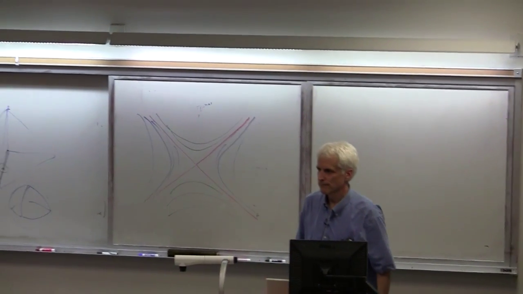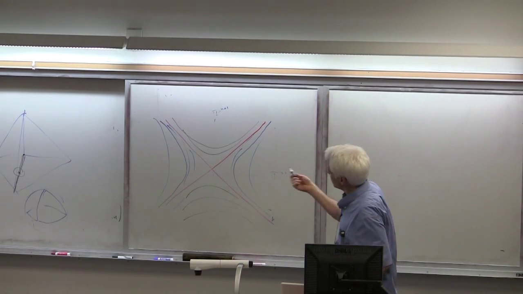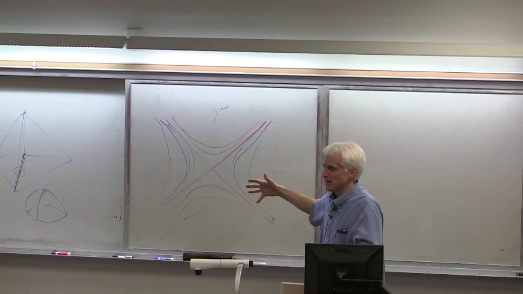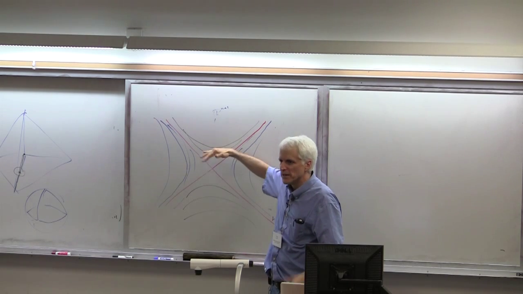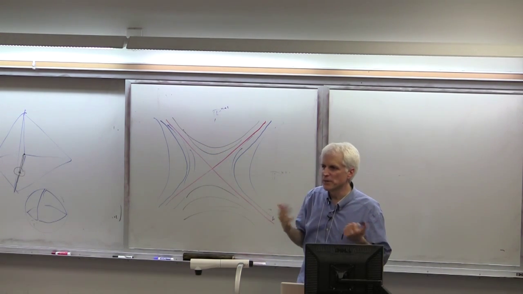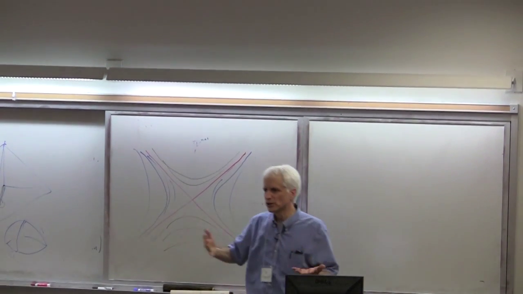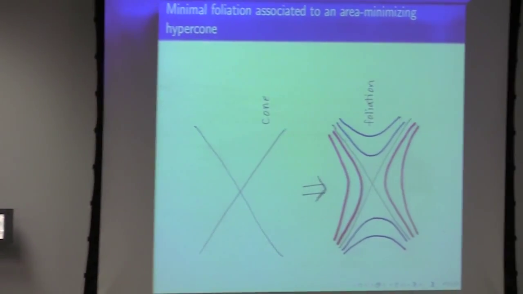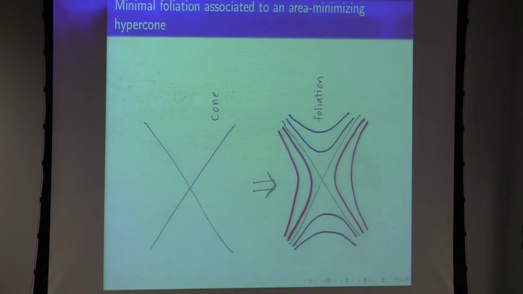Why are those leaves area minimizing? Well, they were constructed to be. They constructed leaves by minimizing area. But it's also a true fact that anytime you have a foliation by minimal hypersurfaces, that automatically implies they have a very strong area minimizing property. So, sort of by construction, but even if you didn't know their construction, once you have this foliation, you could conclude that they have to be area minimizing in a very strong sense. Here I drew a picture of it. It's the same picture I just drew, except it's sideways. But anyway, there's the cone, and it's part of this foliation.